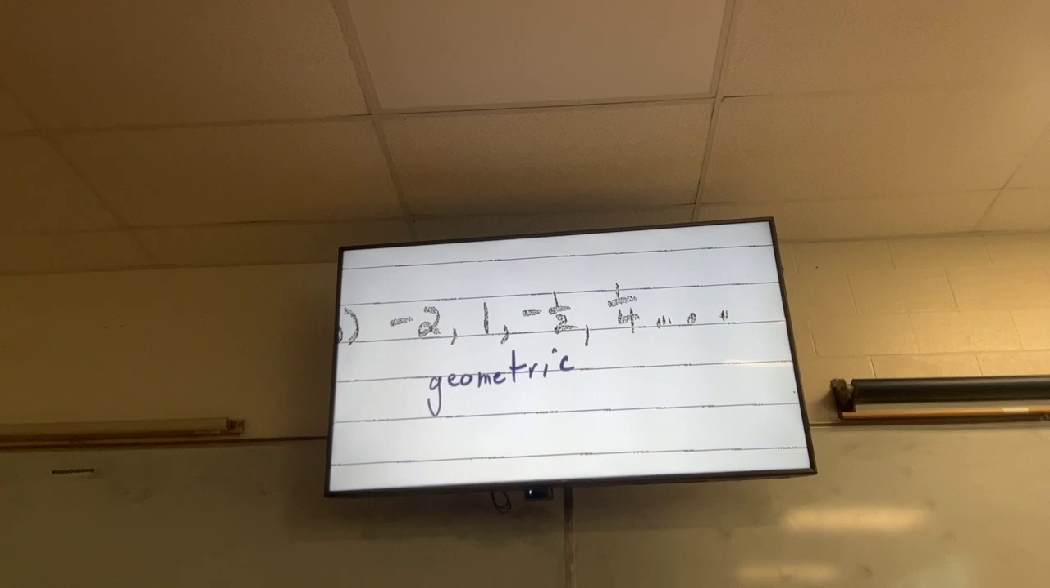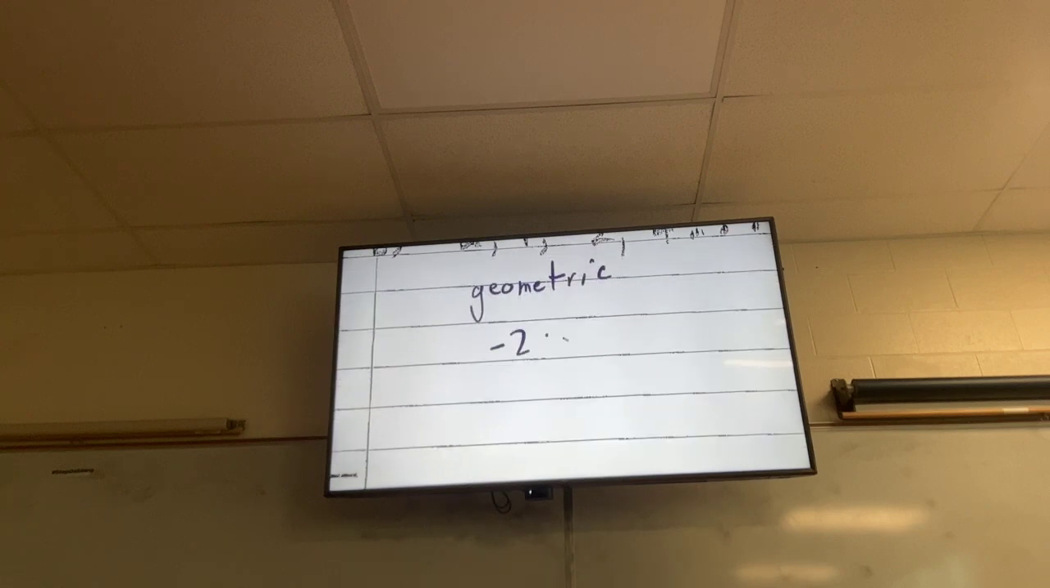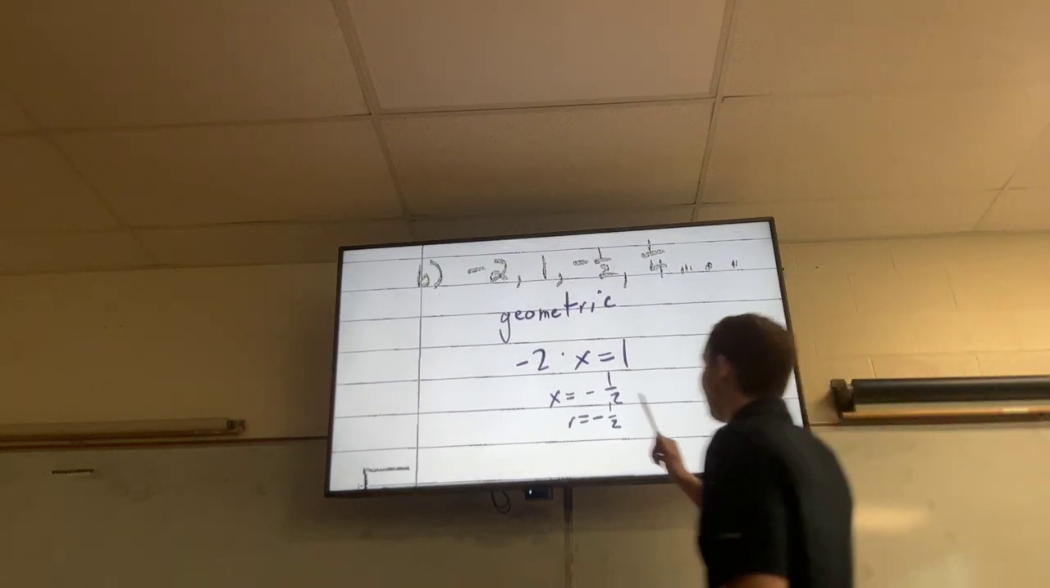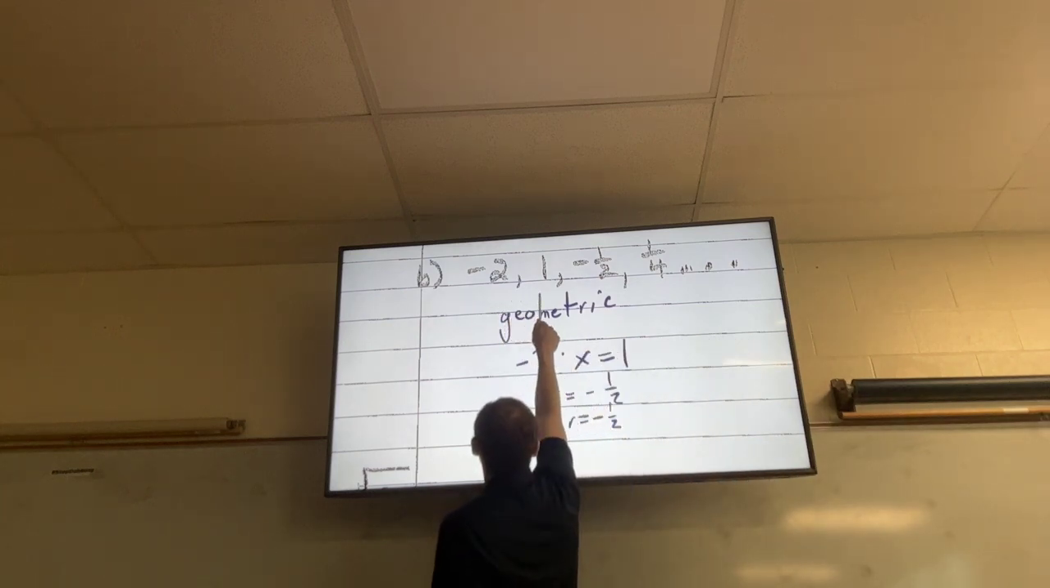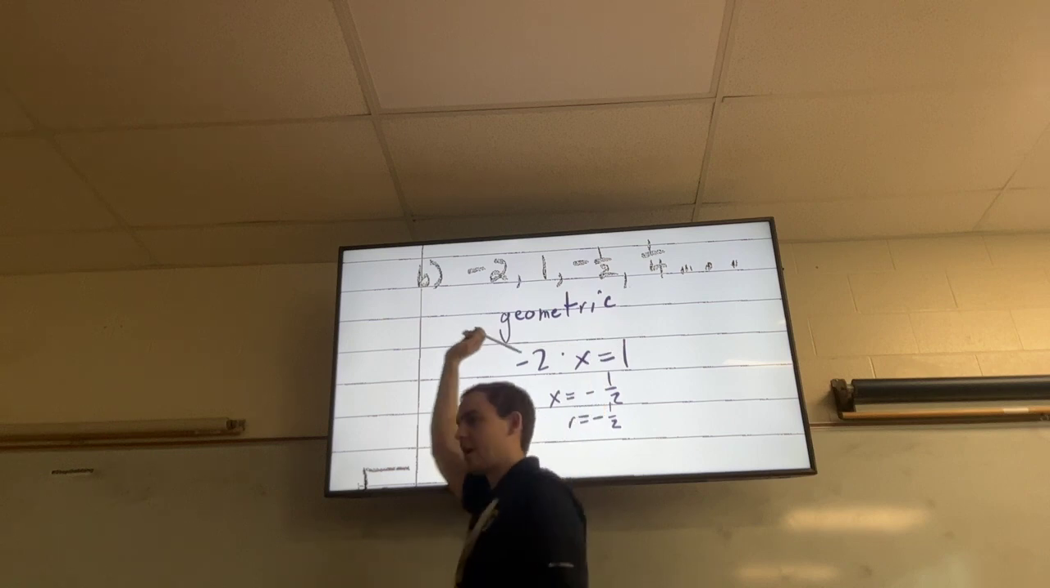Okay. What did they multiply by to get from -2 to 1? -2 times x equals 1. What's x equal to? -1/2. Okay, so my r is -1/2. What that means then is to get each new term in the sequence, you multiply by -1/2. Okay.